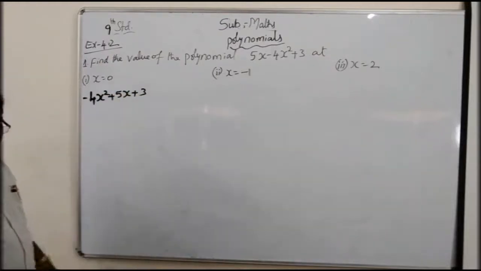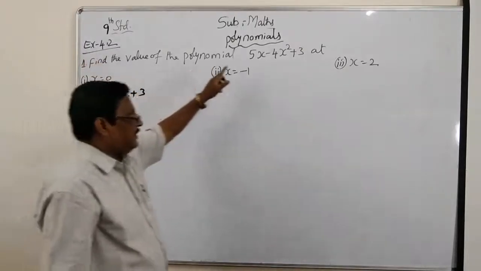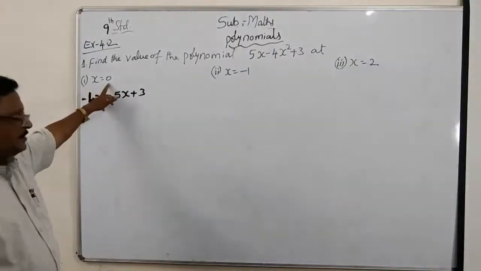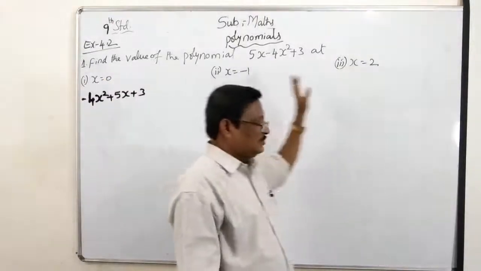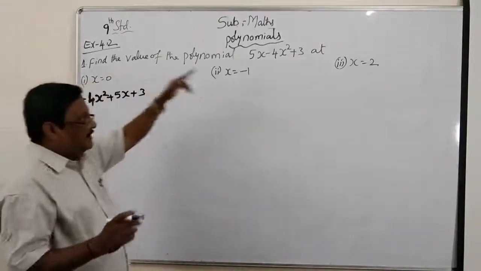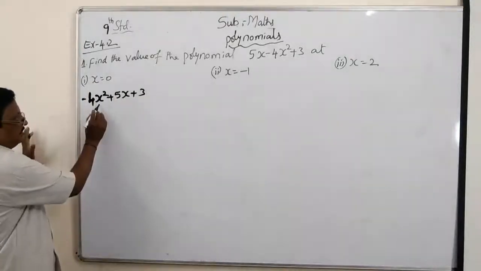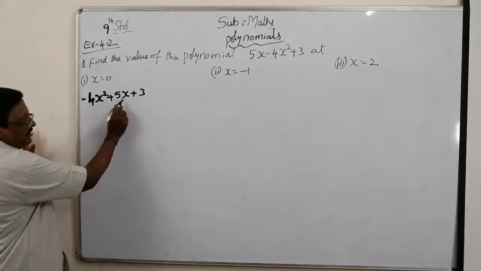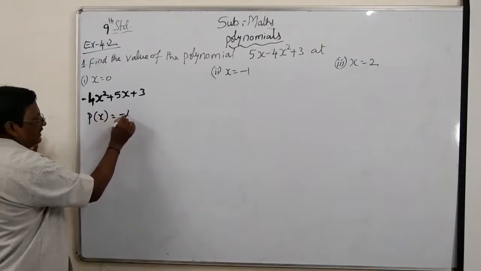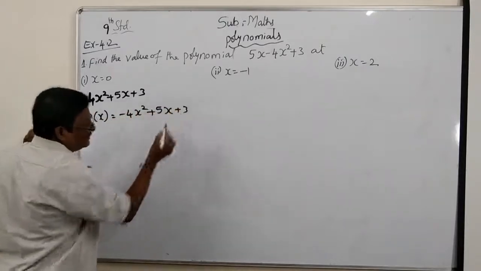Exercise number 4.2, find the value of the polynomial 5x minus 4x square plus 3 at x is equal to 0. This is the first problem. X is equal to minus 1 is the second problem. X is equal to 2 is the third problem. The polynomial can be written in decreasing order of powers, x square is the highest. So p of x is equal to minus 4x square plus 5x plus 3. This is the equation.